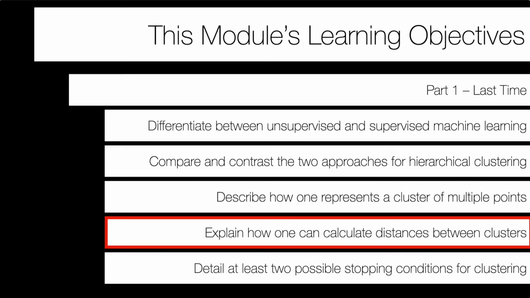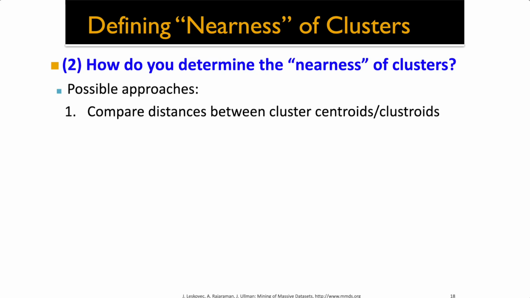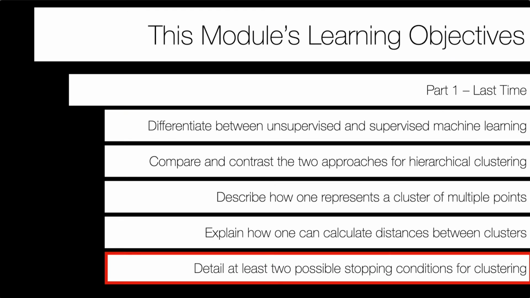Then we talked about evaluating distances between clusters, because there are a number of ways to do this. One is to evaluate distances between this summarized cluster center, or centroid or clusteroid. And we talked about other different methods for evaluating intercluster distance. Go back and look at the previous lecture for that.